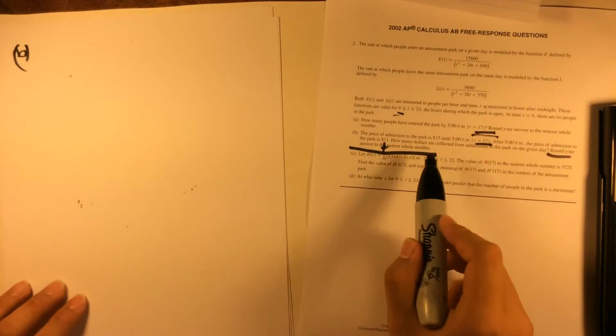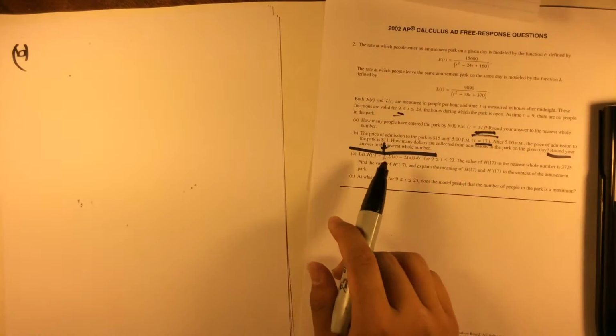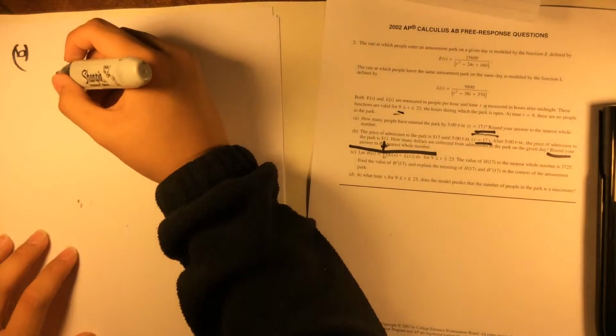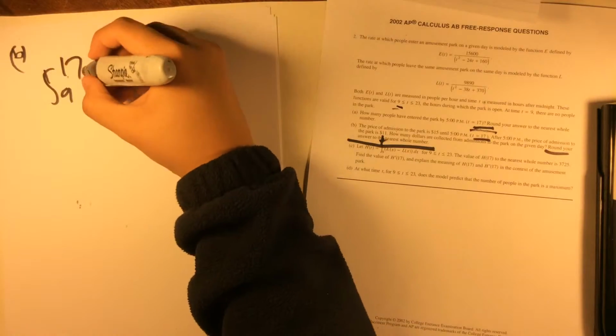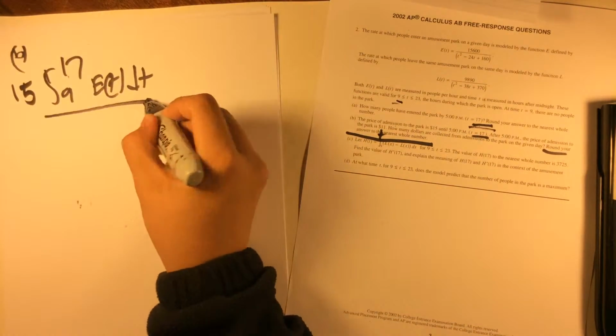Now the price of admission to the park is $15 until t equals 17. The price of admission is $11 after 5 p.m. How many dollars are collected? So basically it's the integral from 9 to 17 of E of t dt. This is the number of people at the $15 rate, so we multiply that by 15.